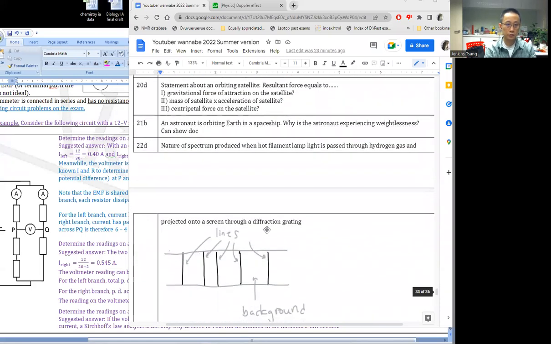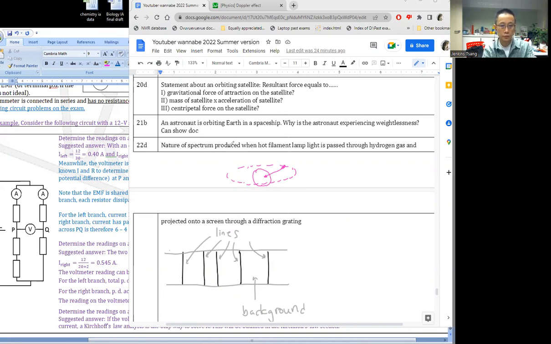So question 20. A statement about an orbiting satellite. A satellite is orbiting Earth in a circular path at constant speed, and there are 3 statements regarding the resultant force, and the question wants you to pick out the correct statements. The resultant force equals the gravitational force of attraction on the satellite, and that turns out to be correct. In order for an object to undergo circular motion, there needs to be a force that's always directed towards the center of rotation.